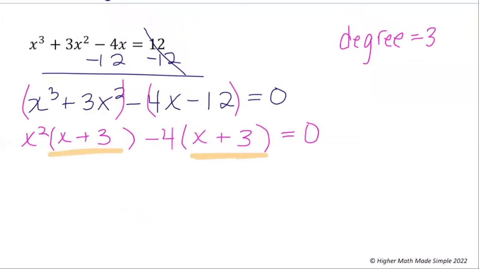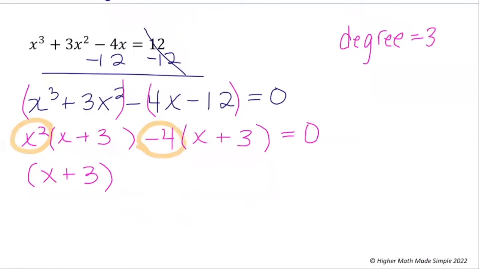So believe it or not, we have 2 terms here. If we pull out the greatest common factor from these 2 terms, they both have x plus 3. So the greatest common factor is x plus 3. When you pull out an x plus 3 from each term, you end up with x squared minus 4. Okay, so have we fully factored this equation completely?